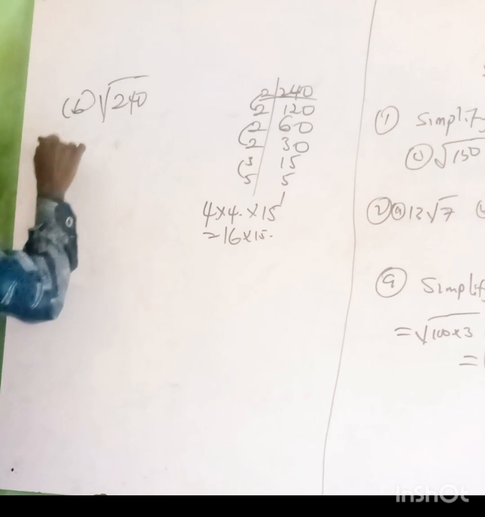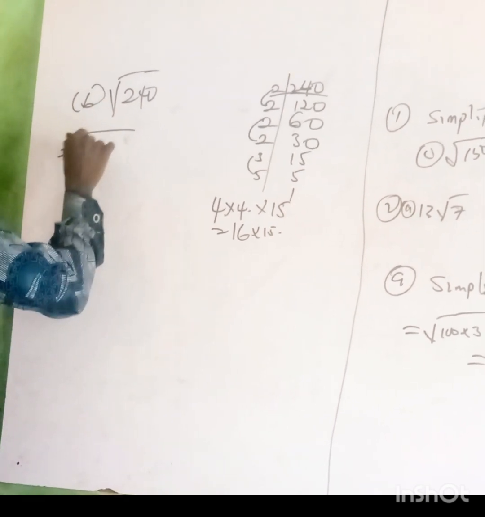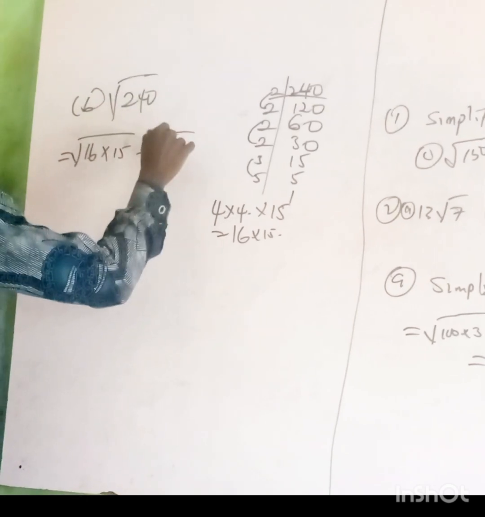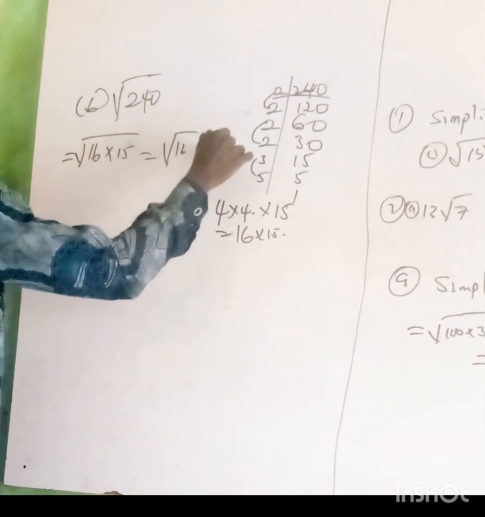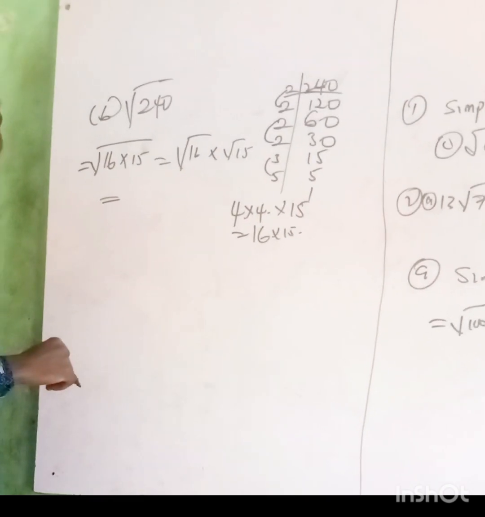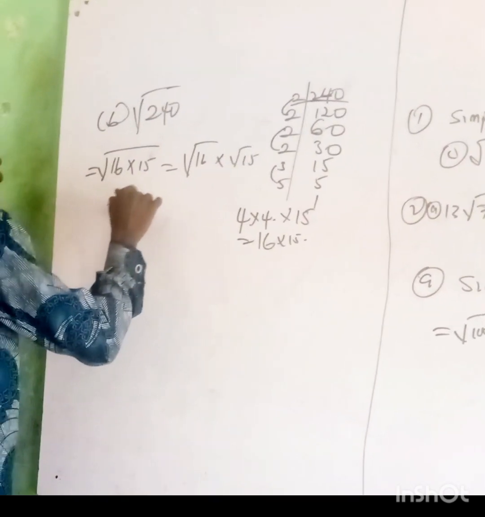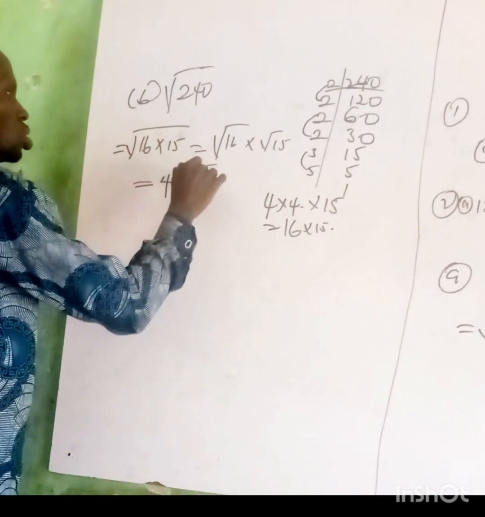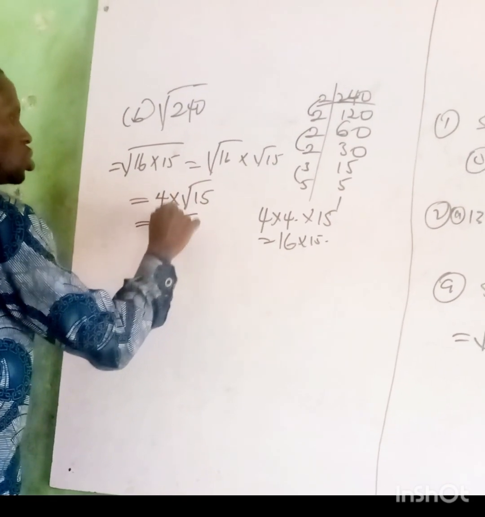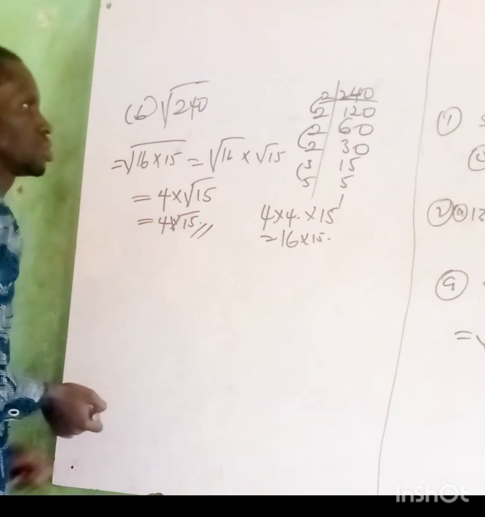So now our answer will be square root of 16 times 15. We have the square root of 16 times the square root of 15. What is the square root of 16, class? That's 4. 4 times root 15. That will give us 4 root 15. That's that.